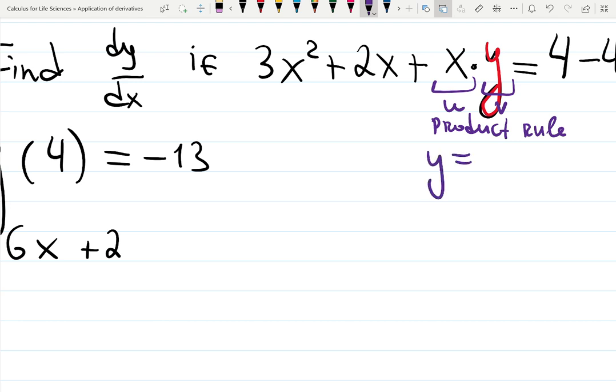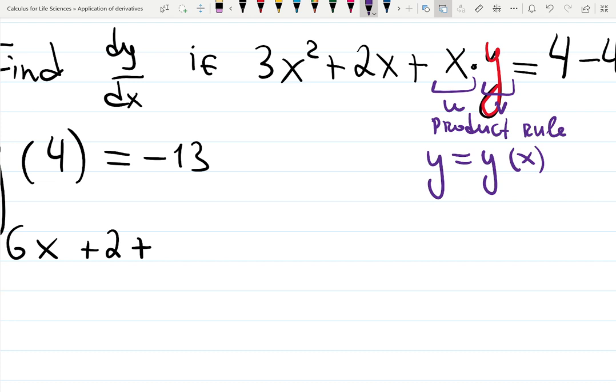Y is a cool guy who will have y prime, while x is the simple guy who just has whatever we do right now. 6x and 2. It's like a simple differentiation. Y is a cool one, so you have to keep this in mind. It will be more complicated. Let's start doing product rule. I'm changing the color for you.